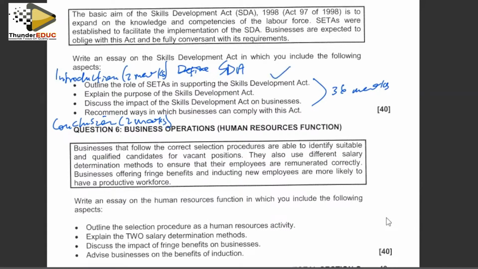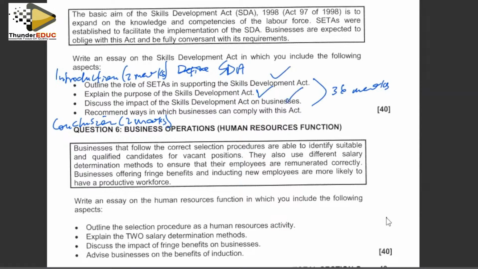So now let's move on to the roles of SETA. What are the roles of SETA? SETA has been designed to make sure that they report to the Director General. And also, they are there to establish and promote learnerships. So now let's check the purpose of the Skills Development Act. One of the purposes of this Act is to encourage businesses to improve the skills of their workers, also invest in education and training of their workers.